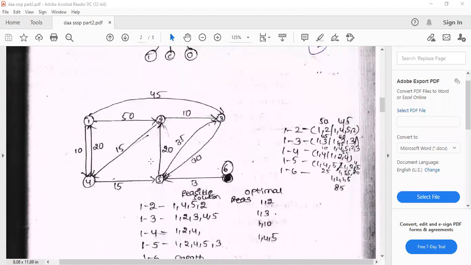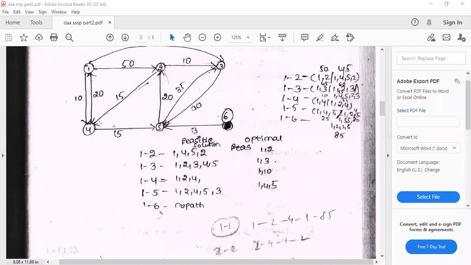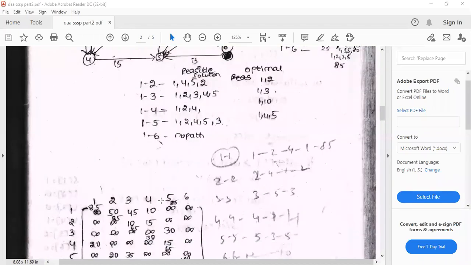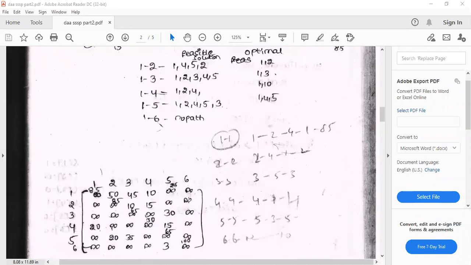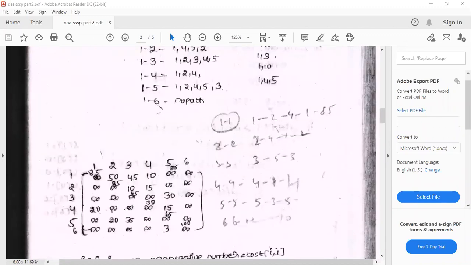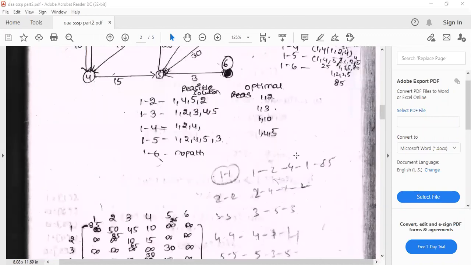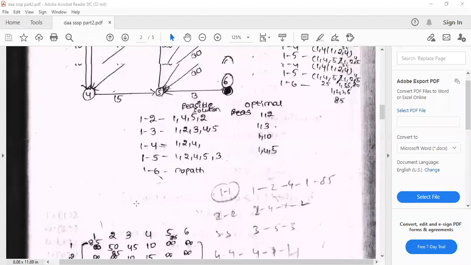Next, suppose 1 comma 5, there is no edge from 1 to 5. So the cost of 1 comma 5 equals infinity. Next, cost of 1 comma 6, there is no edge present in the graph from 1 to 6, so the cost equals infinity. Likewise, if there is an edge present in the graph, it is represented by its cost. If there is no edge present in the graph, it is represented by infinity. Suppose i equals j, it represents any non-negative number. Here we are representing 85, 10, 30, 65, 100, any non-negative number without affecting the output of the algorithm.